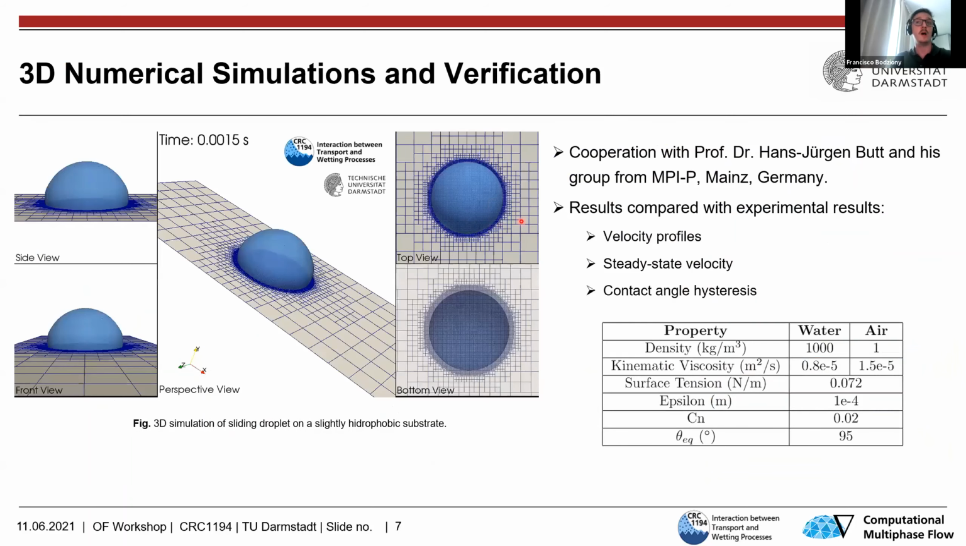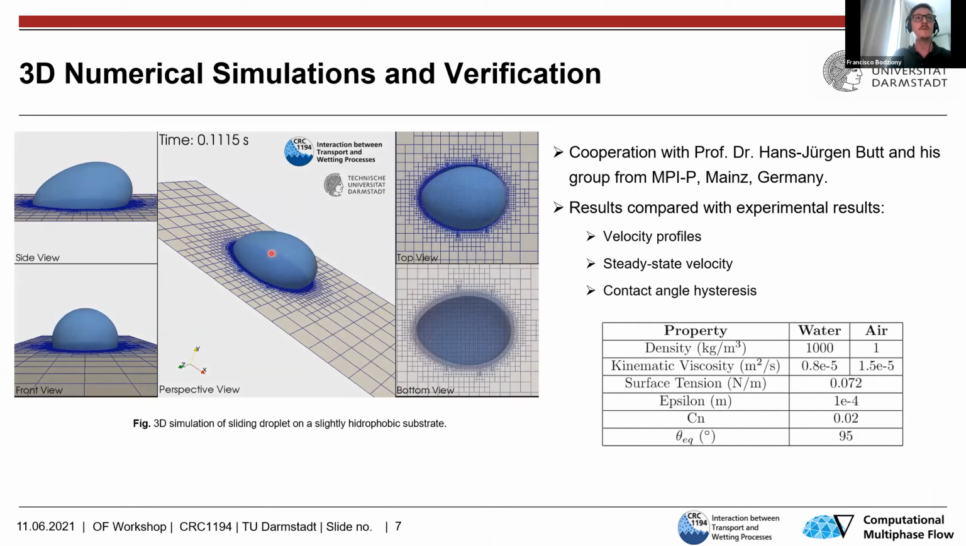From this, I'll show you a brief animation of a sliding droplet. As you can see, it first wobbles because of how it is initialized and because of capillary waves. Afterwards, it starts elongating, and I don't know if it's possible to see on your screen, but it's possible to see some contact angle hysteresis.